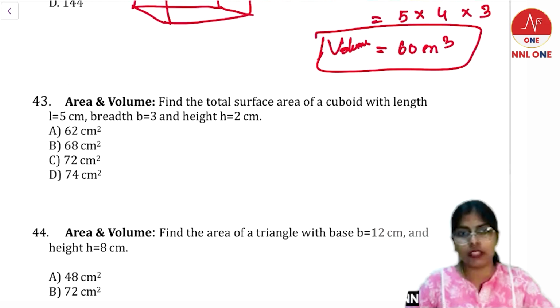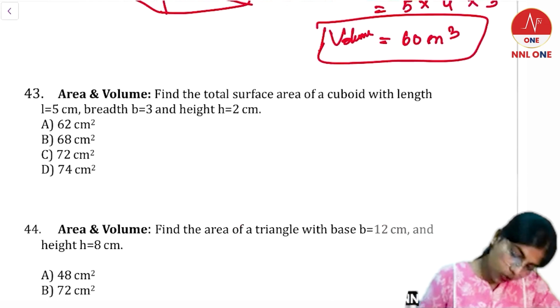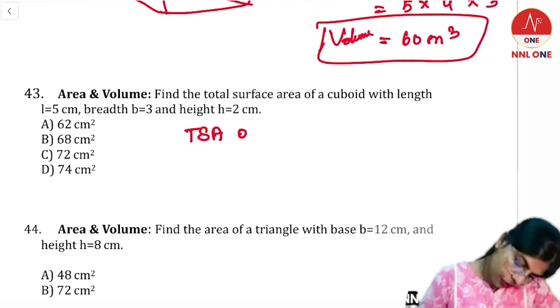Next, find the total surface area of a cuboid with length 5 centimeter, breadth 3 centimeter, and height 2 centimeter. So, what was the question asked? They asked us to find the total surface area. What is the formula for total surface area of a cuboid?